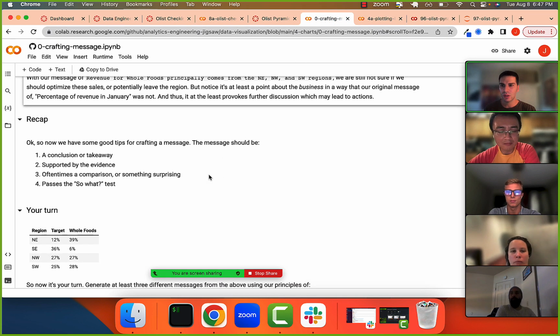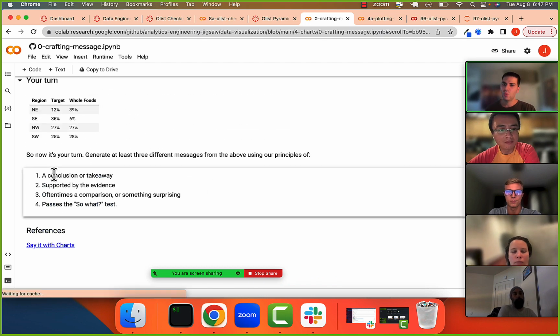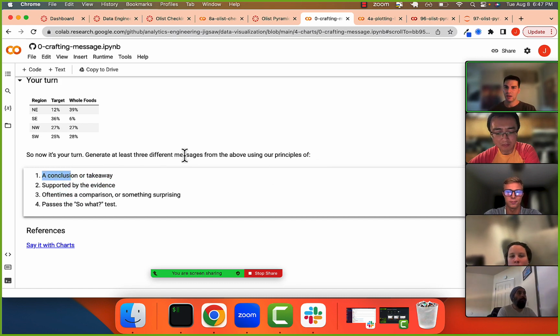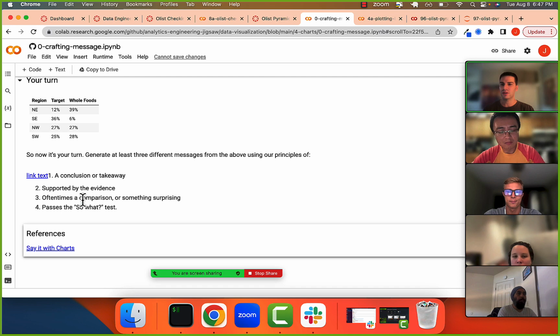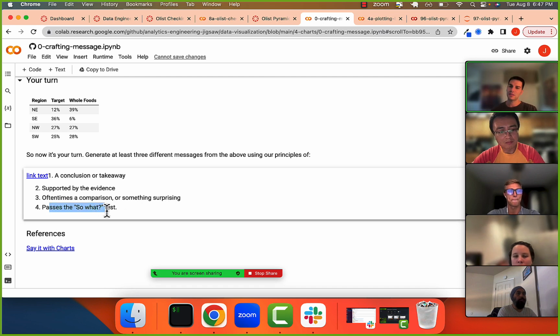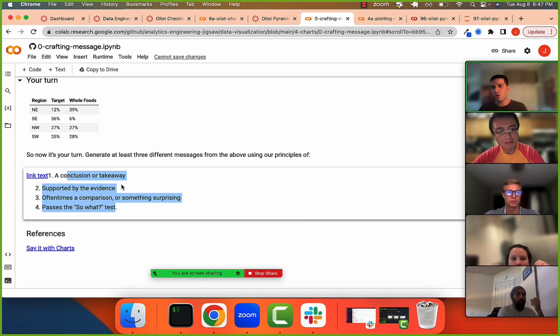So one thing I wanted to highlight was, in the next section, we talk about crafting a message. I was reading through it, and it says here's what to focus on: a conclusion or takeaway supported by the evidence, often a comparison or something so surprising that it passes the "so what" test. Really, these four things apply not only to an individual slide, but to the overall presentation.